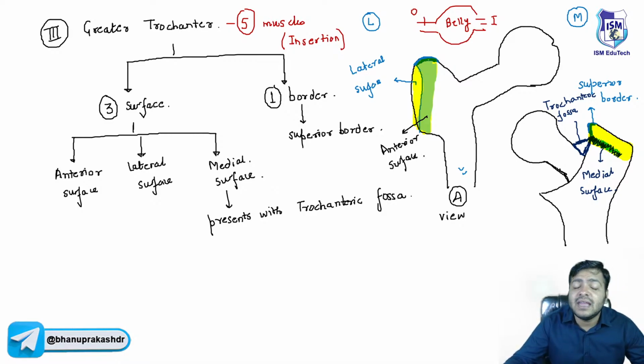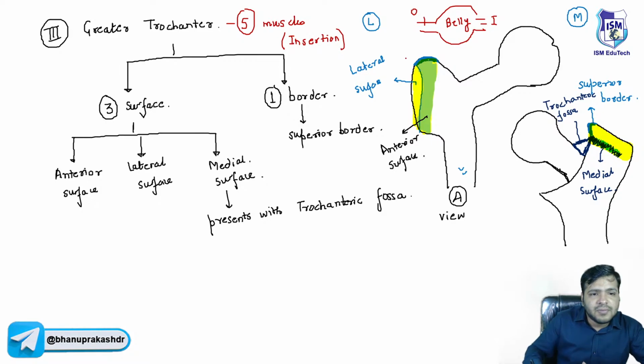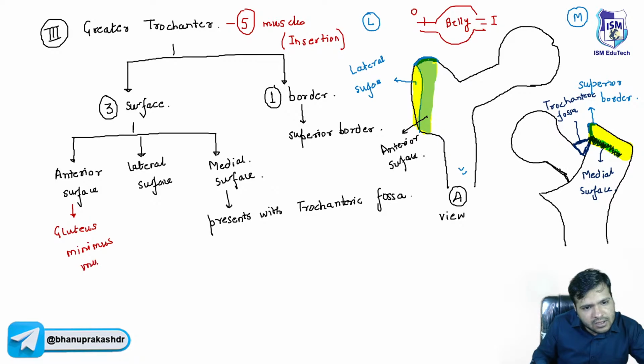So the origin of these muscles is from somewhere else, but they come and insert over the greater trochanter. Remember, beta, on the anterior surface, a muscle is attached over here, and that is called the gluteus minimus muscle. You are very well aware that on the anterior surface this muscle will be attached. This is the gluteus minimus muscle.